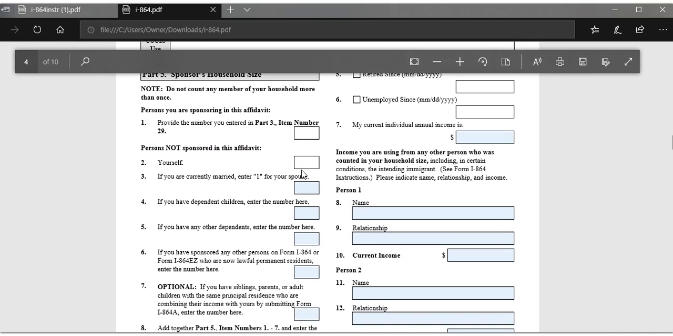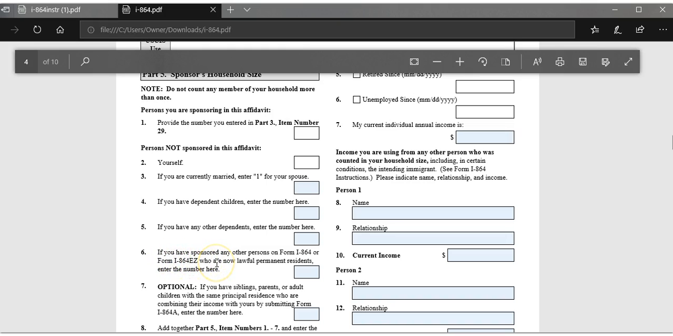And then provide the number you entered in Part 3, item 29, persons not sponsored in this affidavit. Number 2, this is going to be for yourself. You put 1 for yourself. And then number 3, if you are currently married, enter 1 for your spouse. Number 4, if you have dependent children, enter the number in here. Number 5, if you have any other dependents, enter it here.